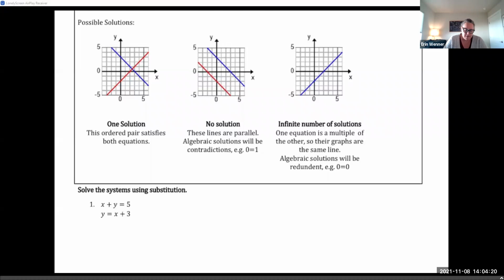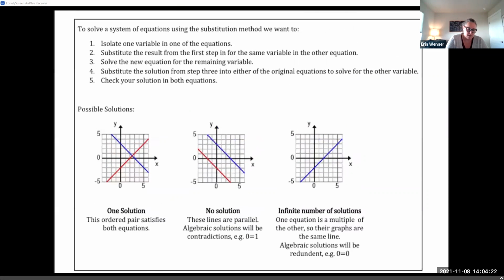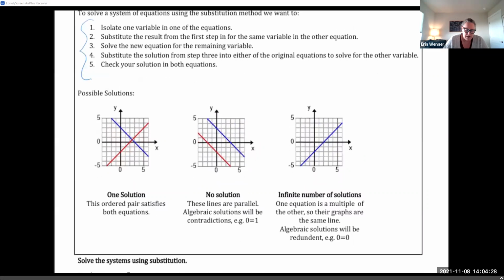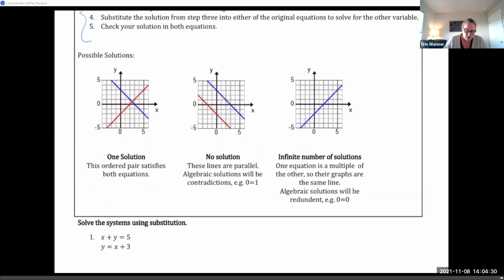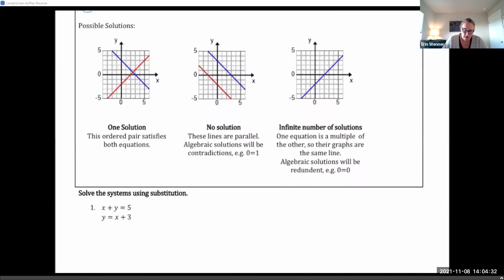So again, think about these steps that I'm talking about that you would go through and watch how they apply to what we're going to do here. So we want to isolate one variable in one of the equations. If we look at number 1, we can see that y is already isolated. Okay. So what we want to do is look in the other equation for y, which is right here.